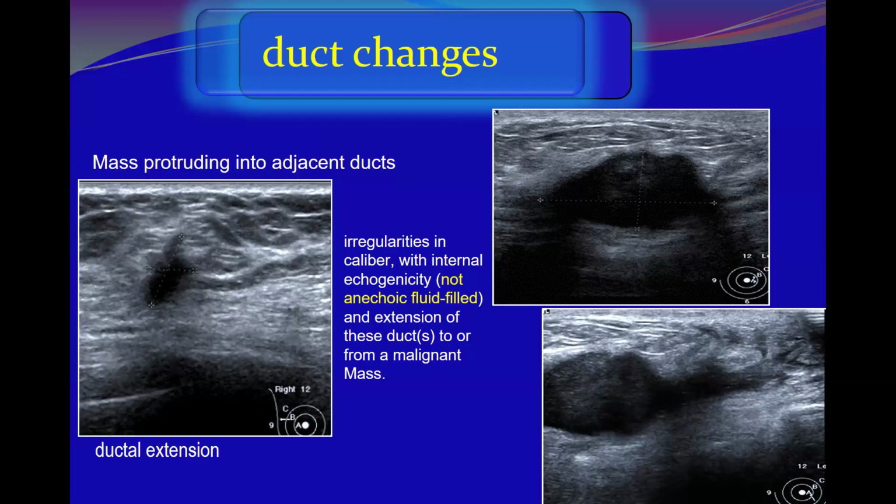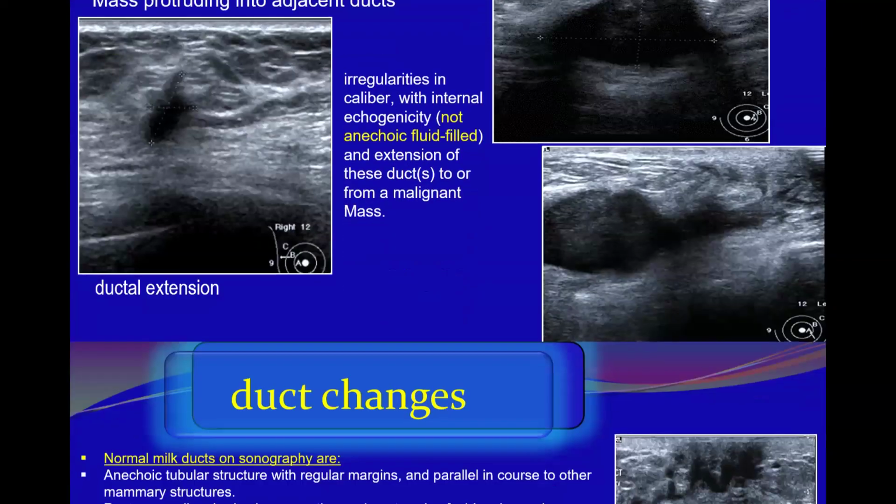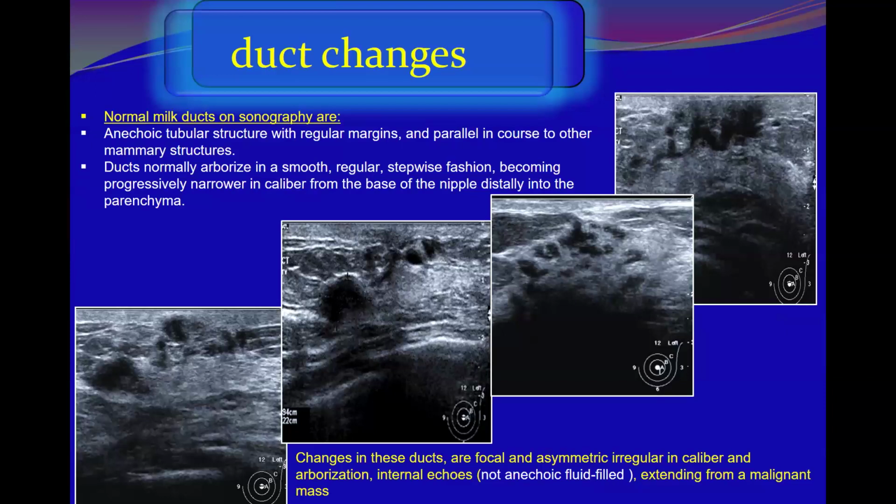It is highly suggestive of malignancy. If you look at the ducts, they are irregular in caliber, lacking the anechoic fluid-filled content, and as we mentioned, they extend from a malignant mass. So this is ductal extension.